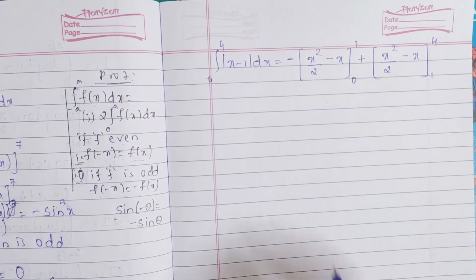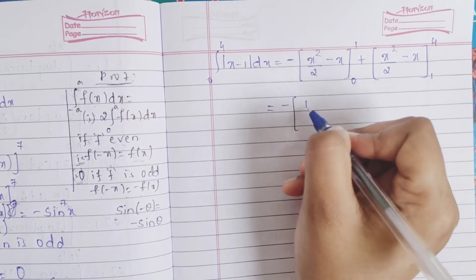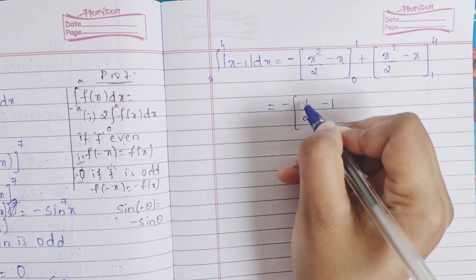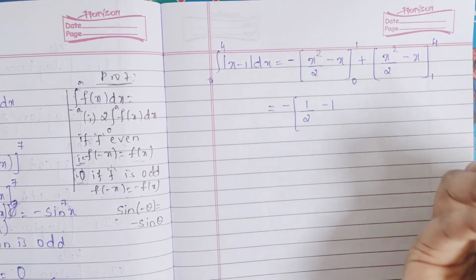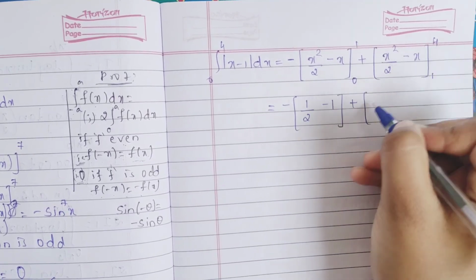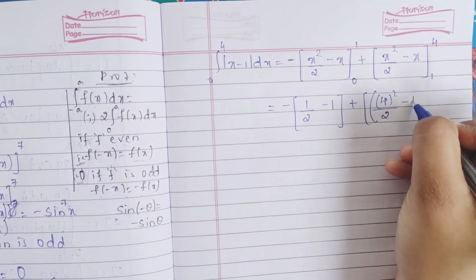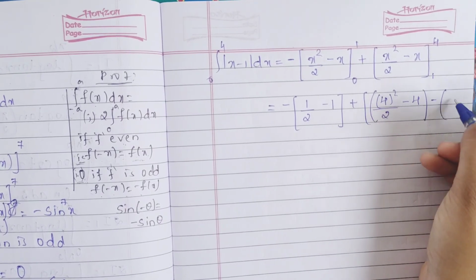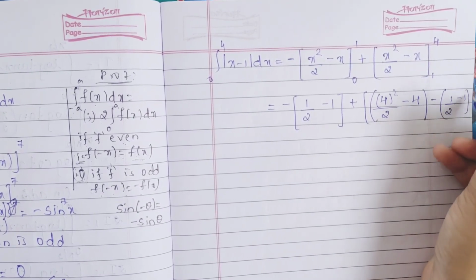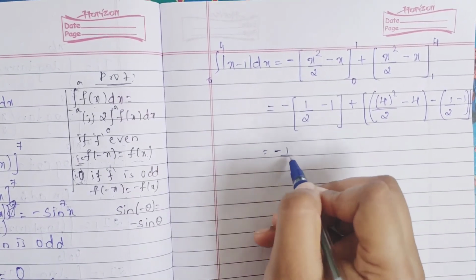Now apply your limits. So minus, this will be 1 square by 2 minus 1. Next is 0 only, so no need of writing it. I am skipping that part. Next again, this 4 square divided by 2 minus 4, this is one part, again minus 1 by 2 minus 1, right? We get it like this. So minus 1 by 2 plus 1.